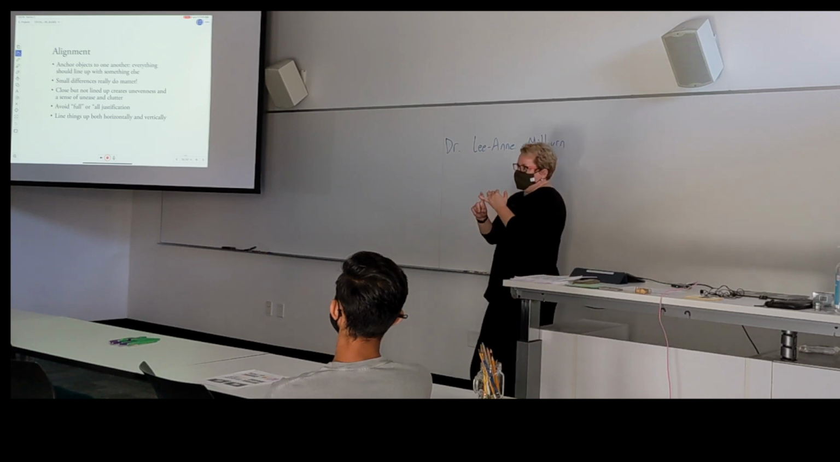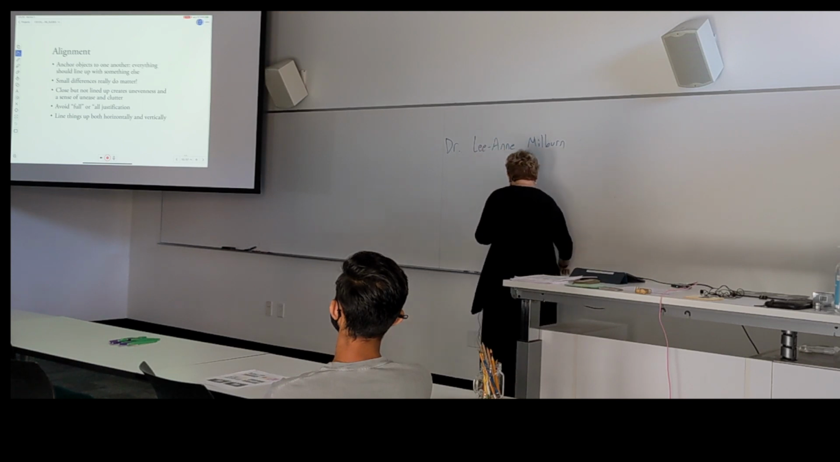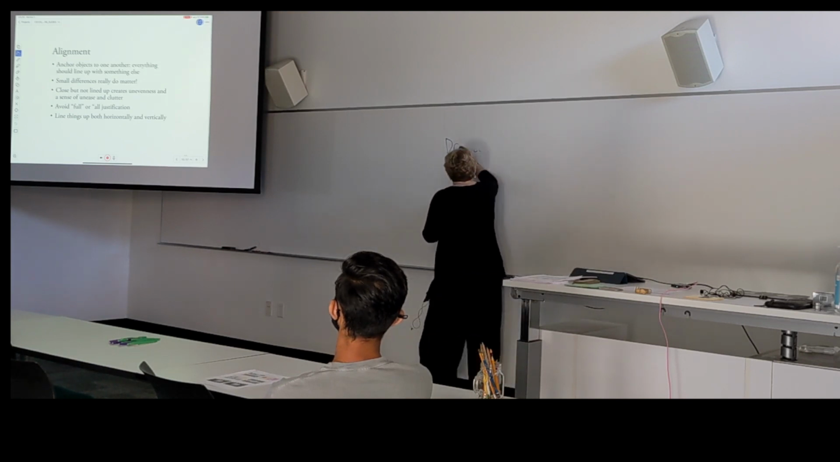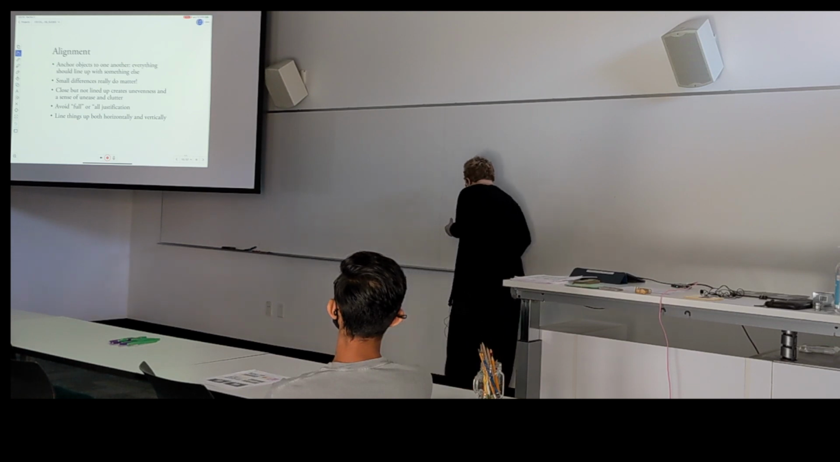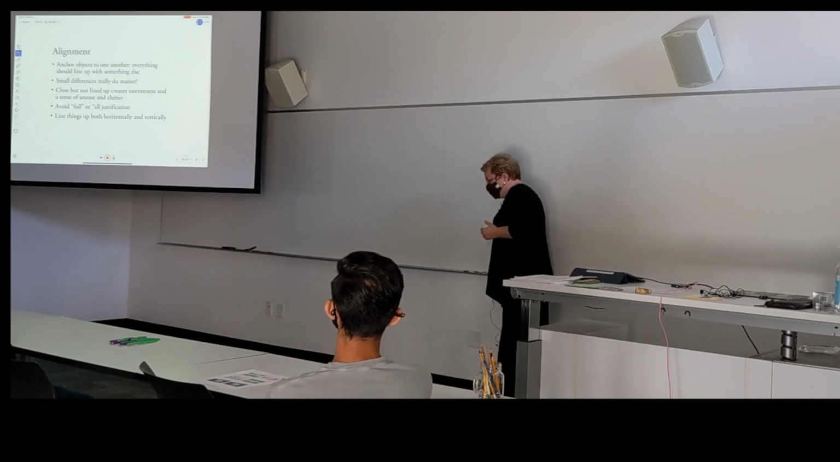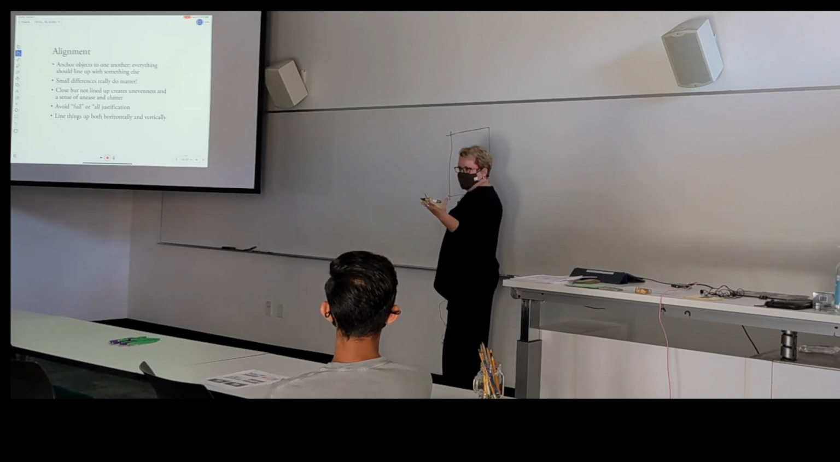So that was P. P is proximity. A is alignment. And alignment is one of the biggest problems, I think. I think for most people, if they can get the alignment right, it kind of solves a lot of the problems.